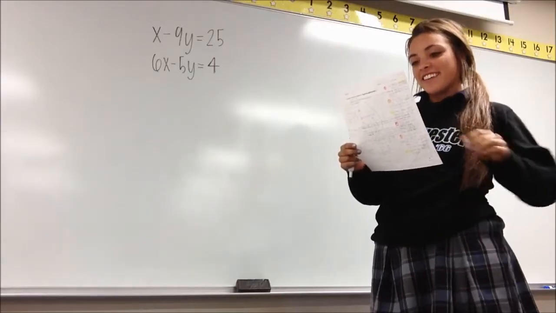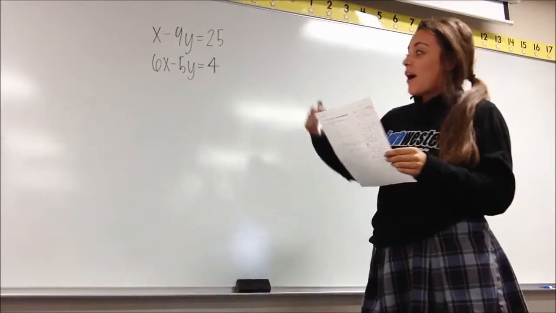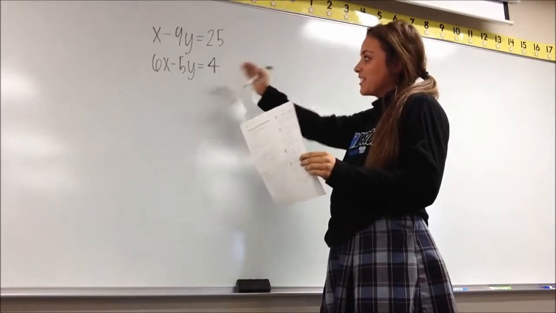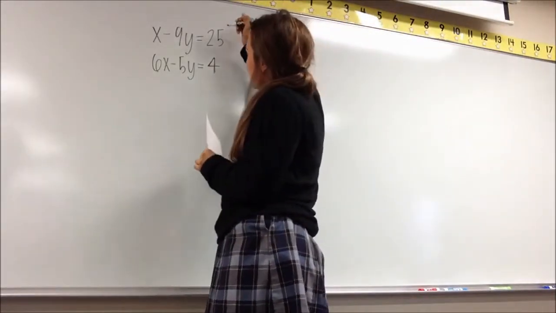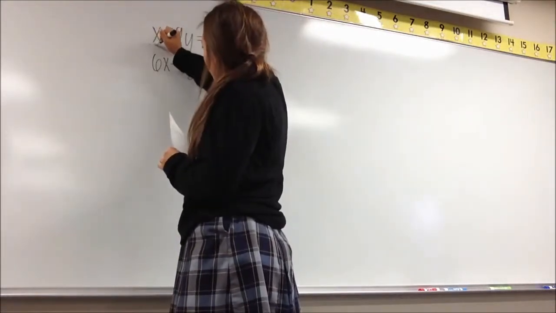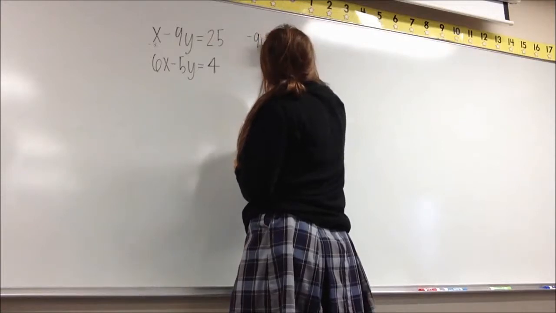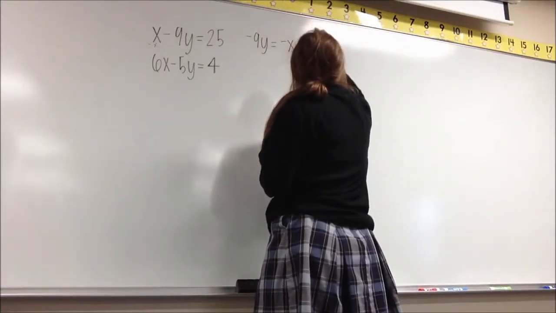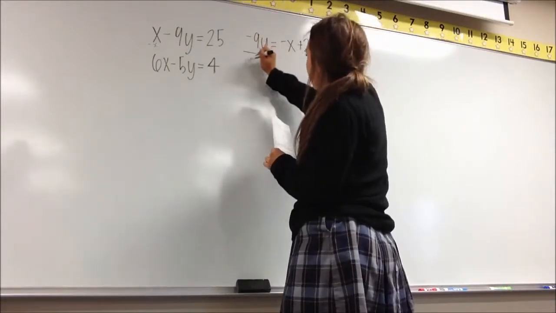Using a graphing calculator, graph the following systems of equations and find the solution. Our first step in this problem is to make the equations y equals, or slope-intercept form. So for this, we are going to subtract x from here, so we're going to make it negative 9y equals negative x plus 25. Then we're going to divide by negative 9.